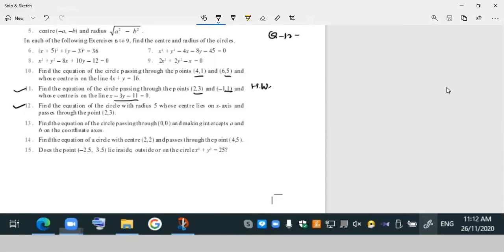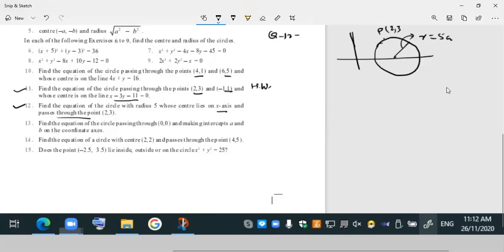As I told you, you have to draw the rough figure. Center lies on x-axis. That means its center is on x-axis. This is the center. You have to draw a circle so that its center is on x-axis. Radius is 5 centimeters, so radius R is 5 centimeters, and the center lies on x-axis and it passes through the point P, which is 2, 3. So these are the given conditions.